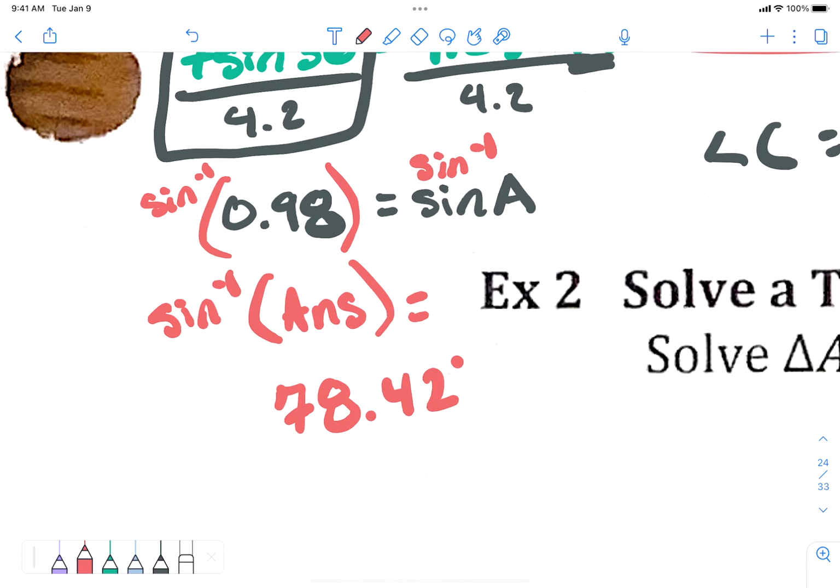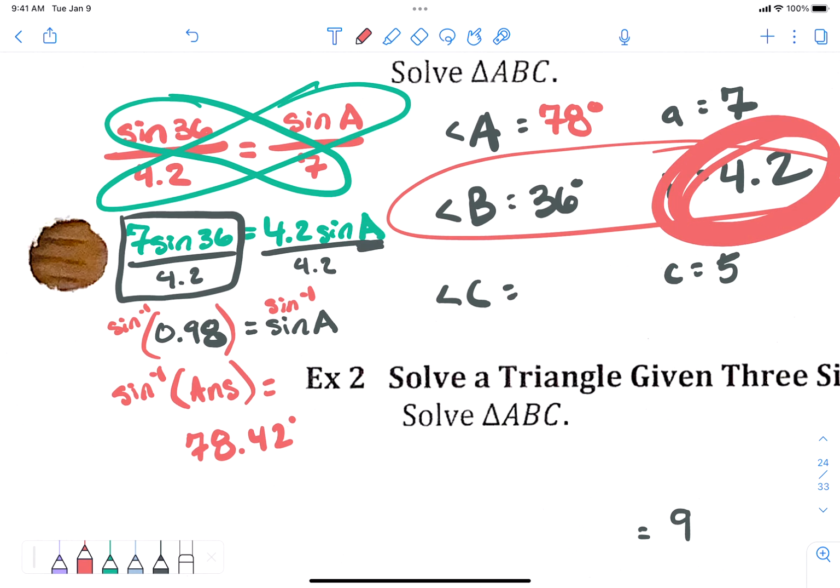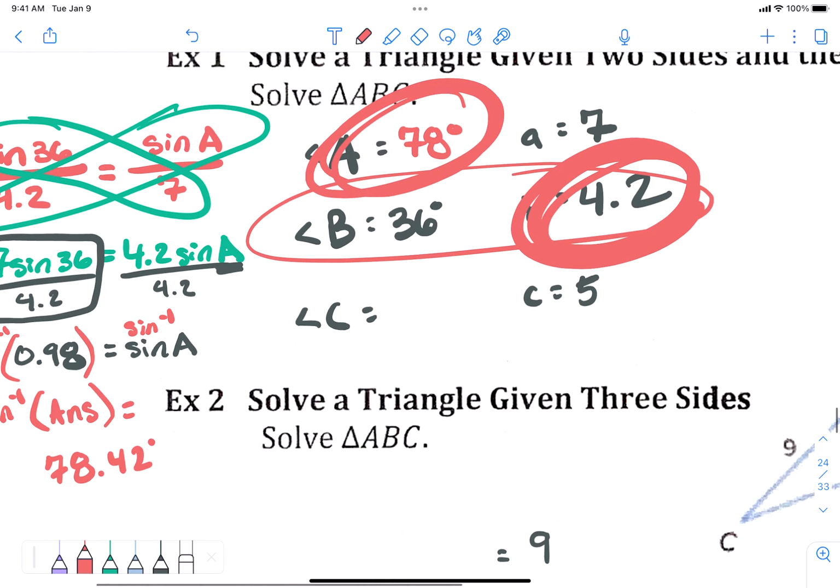78.42. Okay, angles, we're going to round to the nearest degree. So we're going to go 78 on A. 78 degrees. So sides will round to the nearest tenth, or the nearest one decimal place. Angles will round to the nearest degree. Okay? Now, how do I solve angle C?